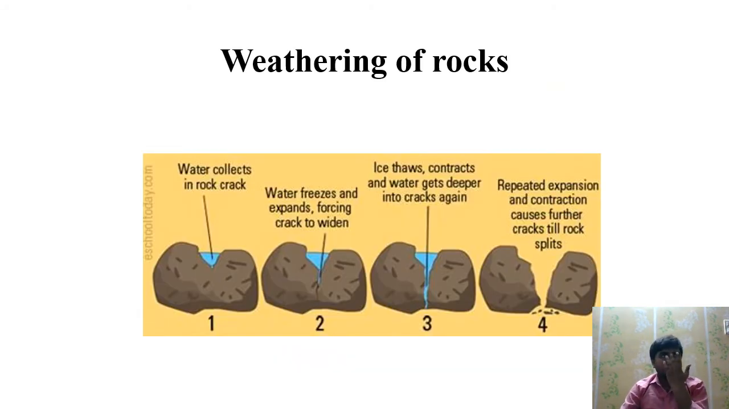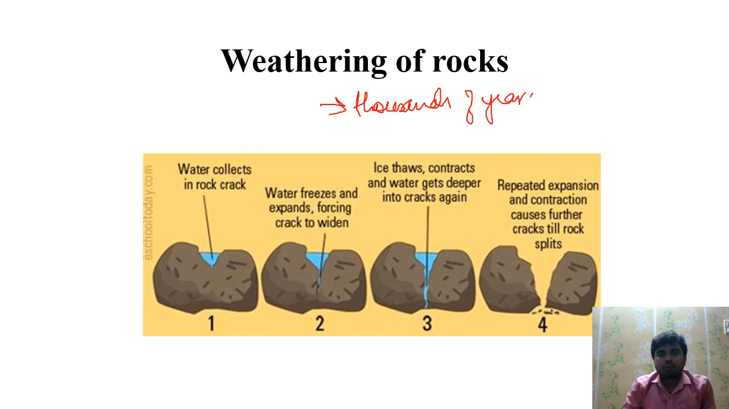Okay, now we have to learn how these soils are mainly formed. It is given in the image itself how soils are formed, and the process is known as weathering of rocks. Students, this weathering of rocks does not take place in one or two years. It takes thousands of years to make the soil. Okay, so it is not a one-day process. It takes thousands of years to form the soil.